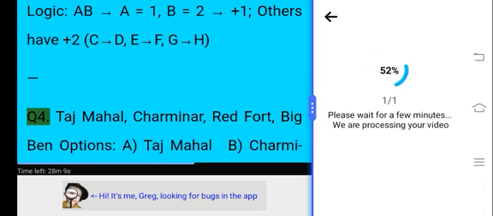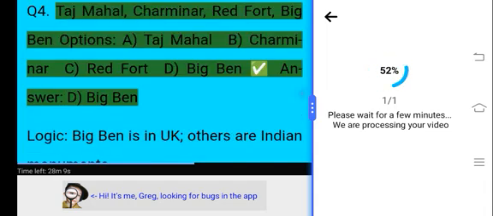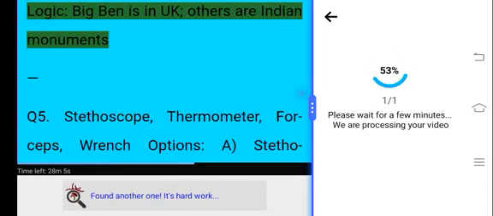Q4. Taj Mahal, Charminar, Red Fort, Big Ben. Options: A. Taj Mahal B. Charminar C. Red Fort D. Big Ben. Checkmark answer: D, Big Ben. Logic: Big Ben is in the UK. Others are Indian monuments.